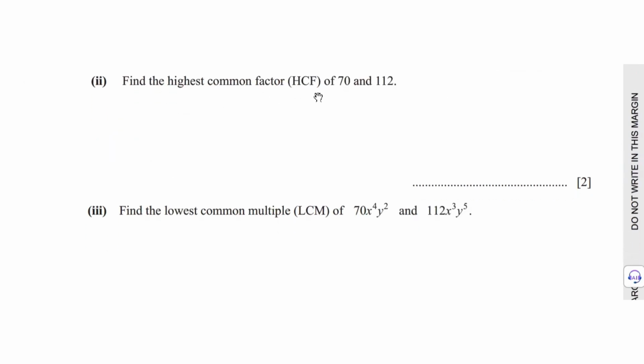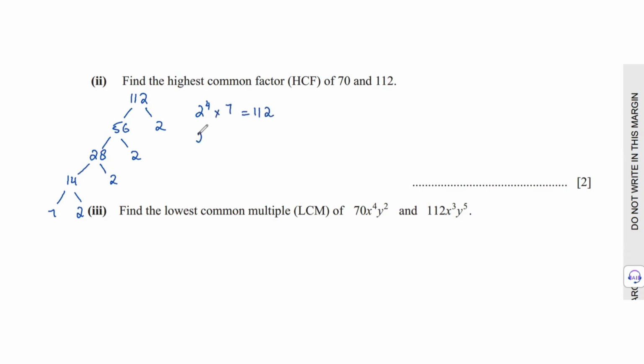Then it says, find the highest common factor of 70 and 112. So let's break down 112. 112 is basically 56 times 2. 56 is 28 times 2. 28 is 14 times 2. And 14 is 7 times 2. So we have 1, 2, 3, 4. 2 to the power 4 times 7 is 112.